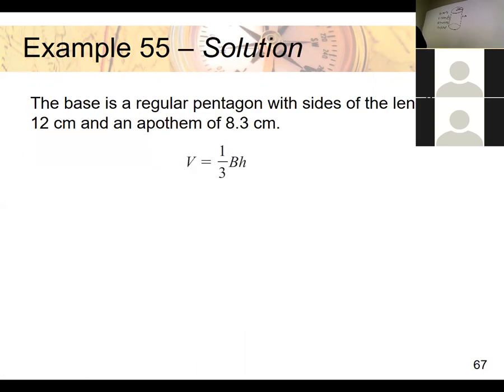So on the next slide, we use that formula. Volume is equal to 1/3 the base times the height. Now the base, here we bring down the 1/3, but that base is going to be 1/2 P times A. P is the perimeter of the base times its apothem, and that's going to be multiplied by the height.